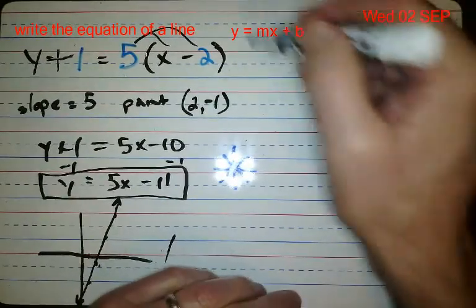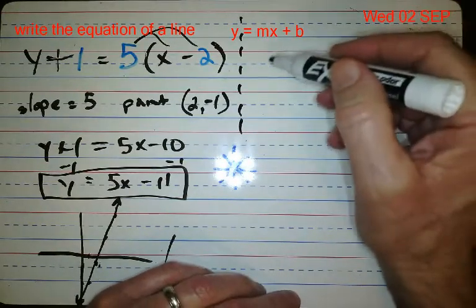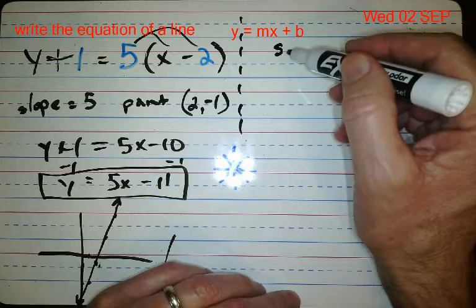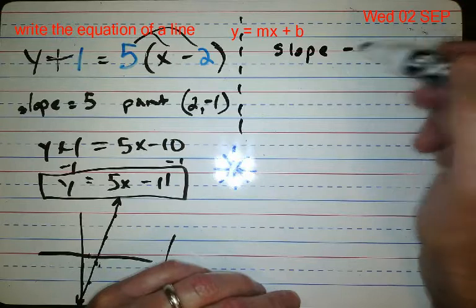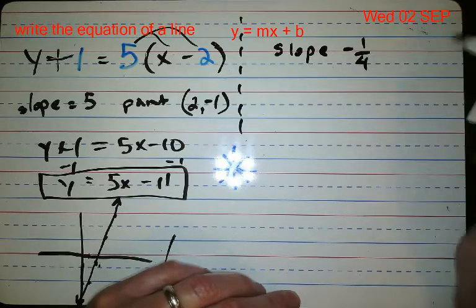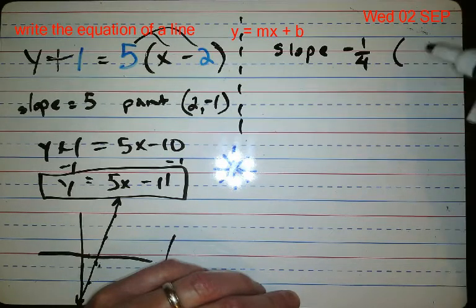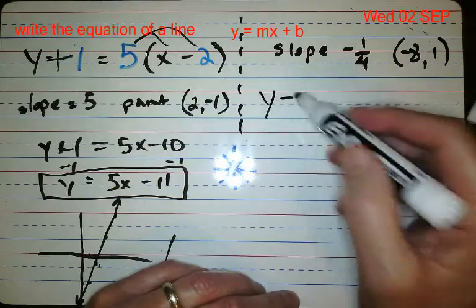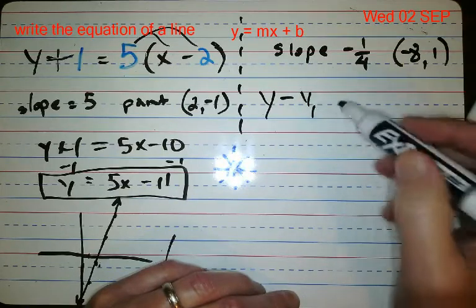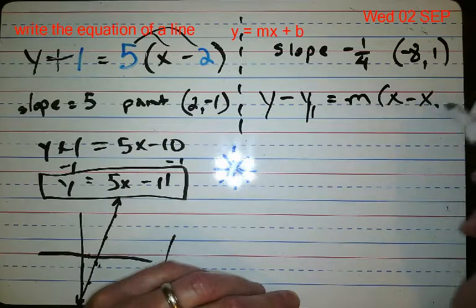How about we do one with fractions inside? All right, so I've got slope. The slope is, we'll even do a negative fraction just because we can. How about that? Negative 1/4, and the point is (negative 8, 1). Okay, so once again, we start with this, y minus y1 equals m times x minus x1.